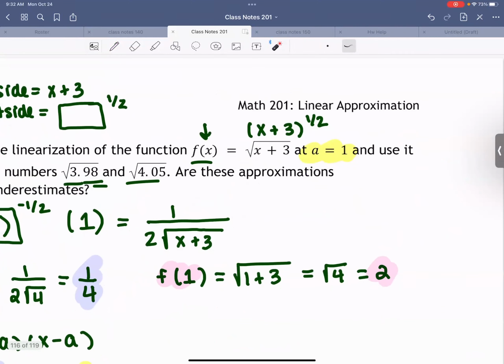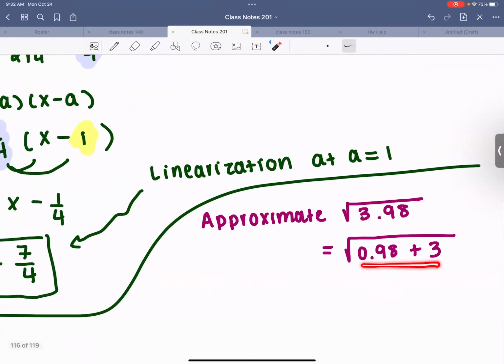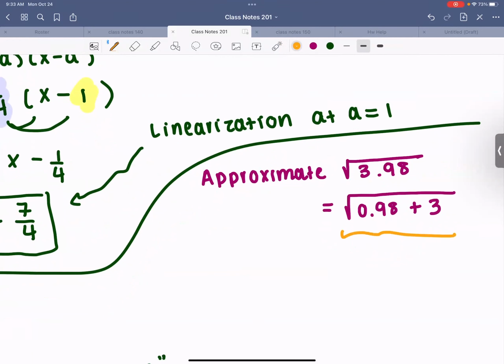Not quite. Yeah, okay, so John said, look at the original function. My original function is the square root of x plus 3. If I do this, now I have something plus 3 with a square root. The reason I did this is because this looks like my original function, which is the square root of x plus 3. Now, when I write my number like this, it's very easy to figure out what x equals. What does x equal in this number? 0.98, right?